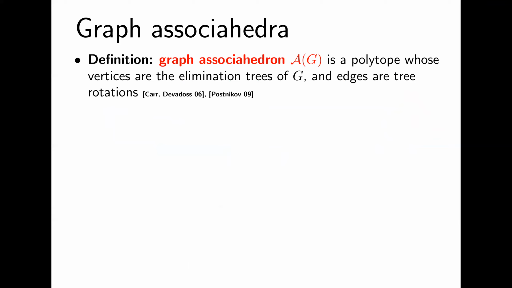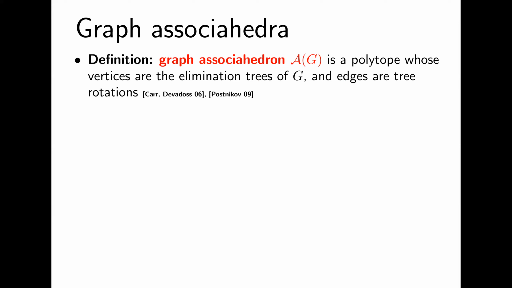There is a corresponding polytope which you can define for these elimination trees, and this is the graph associahedron. For any underlying graph G, you can define a polytope, the graph associahedron A of G, whose vertices correspond to the elimination trees and whose edges correspond to tree rotations. This is not really a definition of the polytope, nor is it a realization. This is just a combinatorial description.